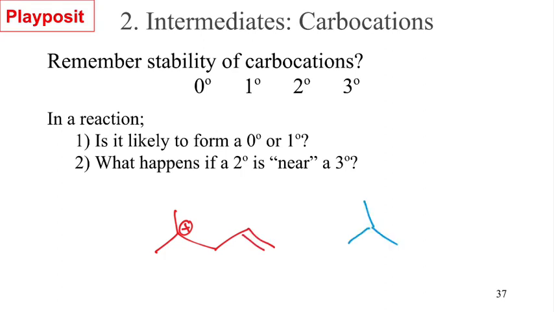So here are two structures. Which carbocation is more stable? Red or blue? How do we classify? Tertiary, secondary, primary, zeroary. What do we do? How many carbons are connected to the red one? Three, so we would call that tertiary. How many carbons connect to the blue one?